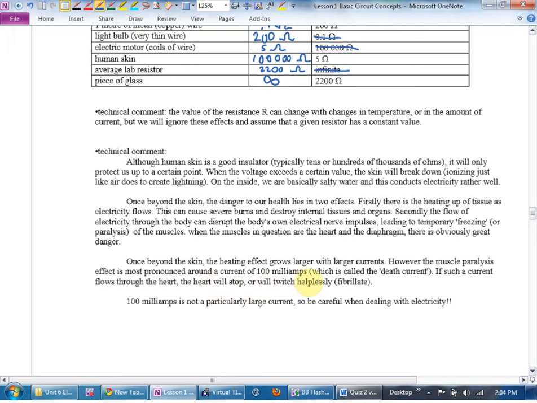But if you, clear, paddles. They put the paddles on the chest for a reason. Your heart is basically dead center in your chest. It's not off to the left like people think. And they're sending a current through your heart to shock it into fibrillating and changing its rhythm. Okay. 100 milliamps is not very big. Be careful when you're dealing with electricity.